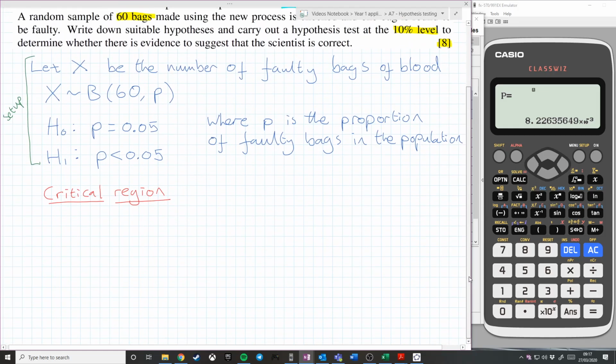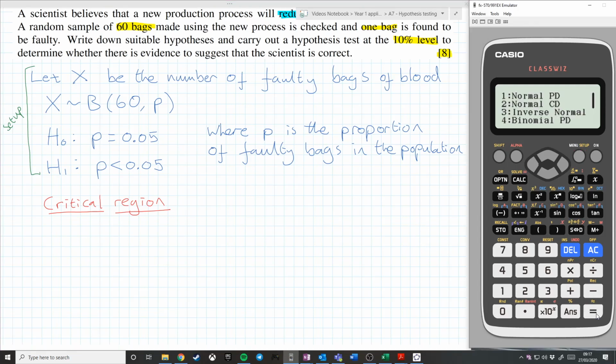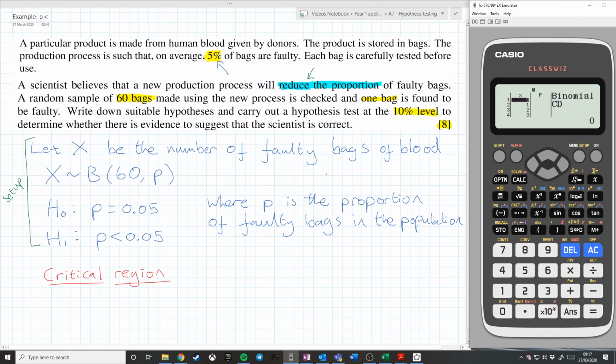So the critical region, we're looking for the 10% level. So I'm going to go to my calculator and I'm going to start setting it up. Now, one of the things you may notice is that I have got n is 60 here. I'm not going to bother typing it all in. I'm only going to be doing it at the bottom end. Also, the probability is very, very low, so it's likely to be a fairly small number. We're only testing one bag.